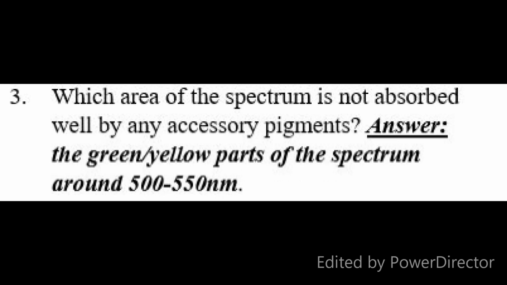3. Which area of the spectrum is not absorbed well by any accessory pigment? Answer: the green-yellow parts of the spectrum, around 500 and 550 nanometers.